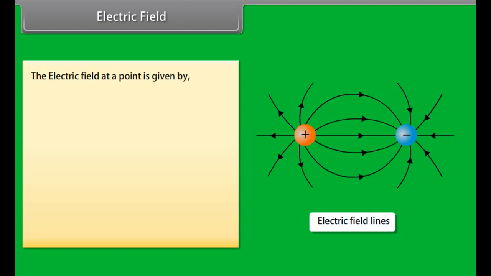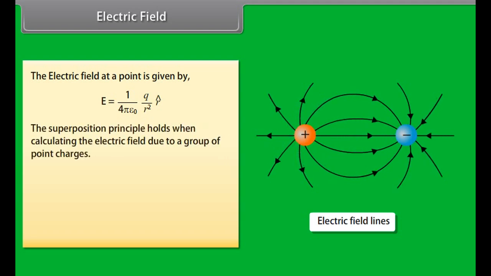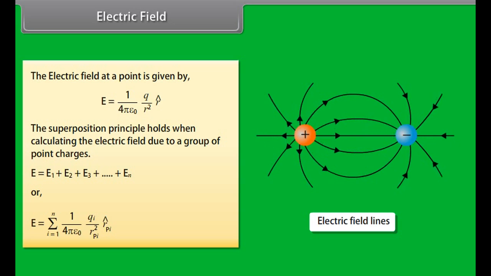The electric field at a point is given by E = 1/(4 pi epsilon naught) multiplied by Q / r square into r cap. The superposition principle holds when calculating the electric field due to a group of point charges. E = E1 + E2 + E3 and so on till En. This equation can be written as E = summation from i equals 1 to n of 1/(4 pi epsilon naught) multiplied by Qi / Rpi square into Rpi cap.